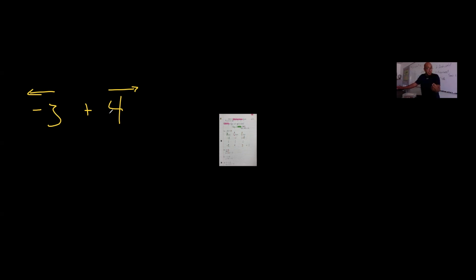Because they have different signs, we're going to find the difference between these two numbers, meaning we're going to subtract. And 4 minus 3 is 1. And since we have more positives, that would actually be positive 1.